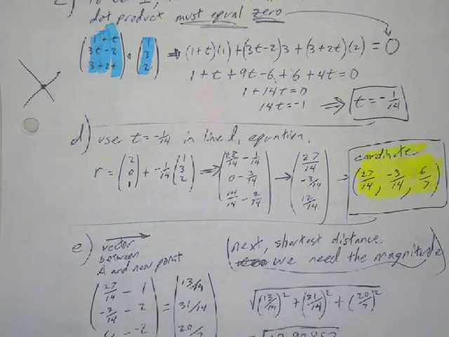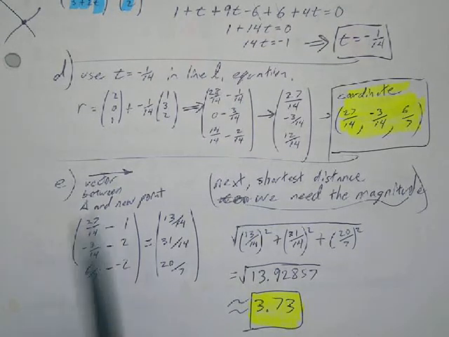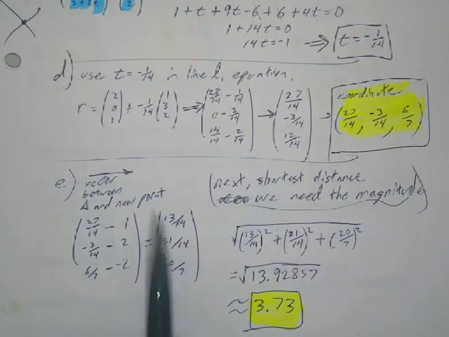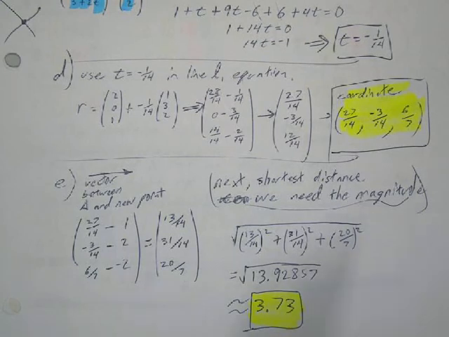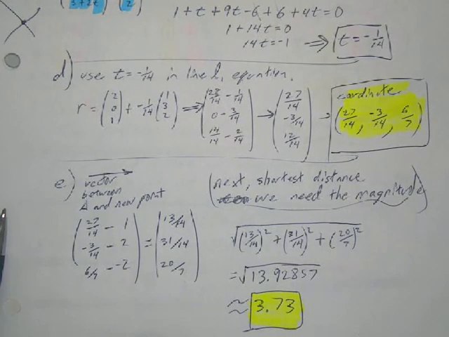Okay, and then question E, the vector between A and the new point. We've got our new point coordinate here, and we've got point A, and then we can figure out this new vector, and then to figure out the distance, which they've asked, I can take the magnitude. I hope that helps, and there you go.